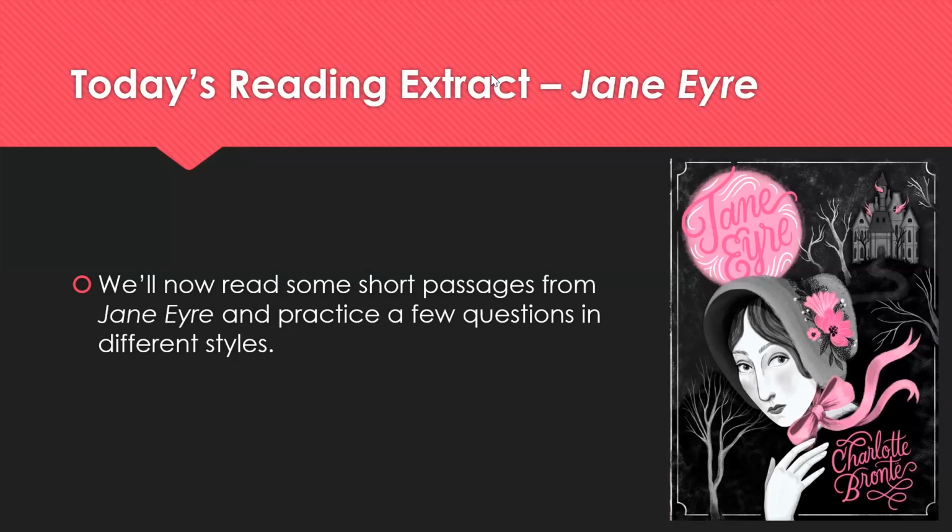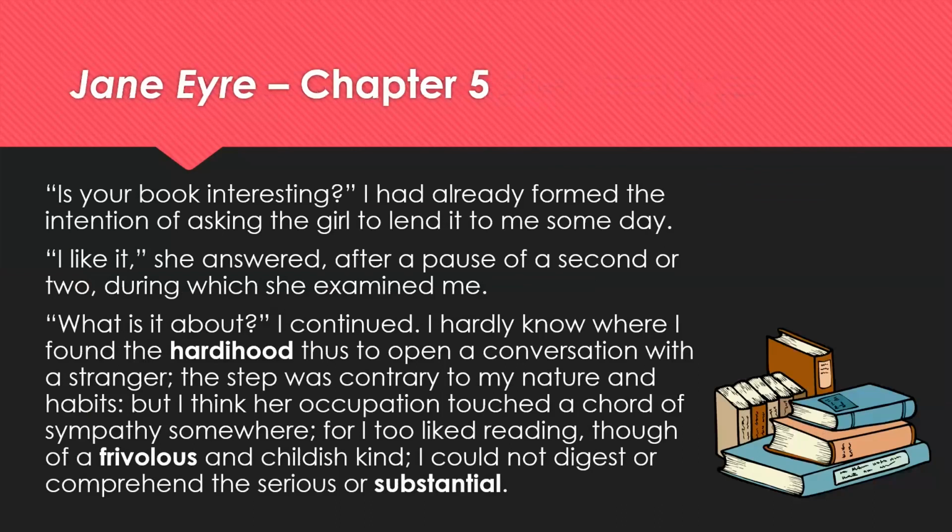So I've chosen just a couple of short extracts from the novel, some from chapter 5 and some from chapter 6. And all we're going to do is use them to help us practice some vocabulary questions in a few different styles. So the first passage is from chapter 5, in which Jane goes to, or someone can't see the screen. Hold on, let me do it again.